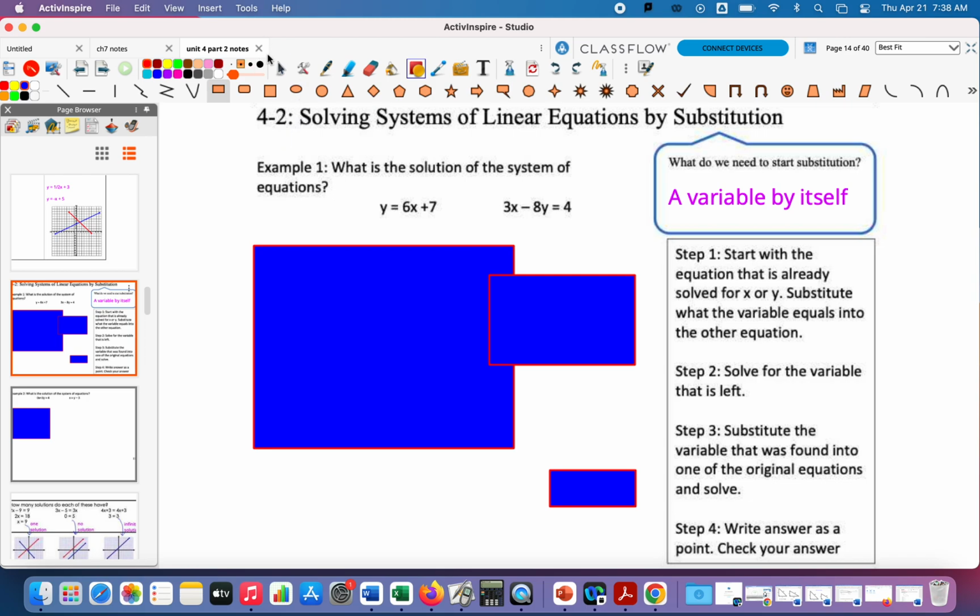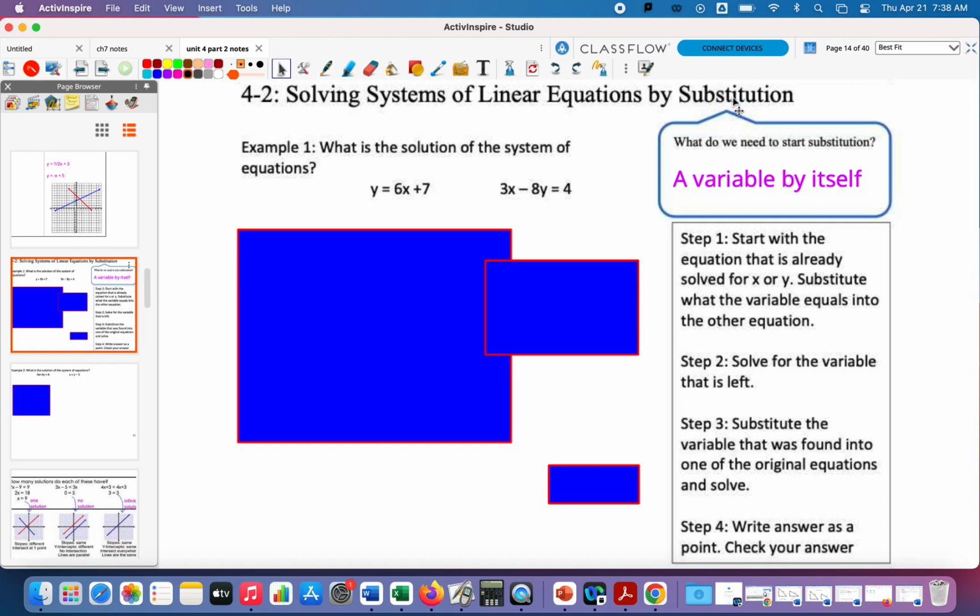In 4-2, we're going to be solving systems, this time using the substitution method. Substitution, remember, just means replacing, so we'll get into that here in just a second. Before I dive into this, I just want to show you an example.